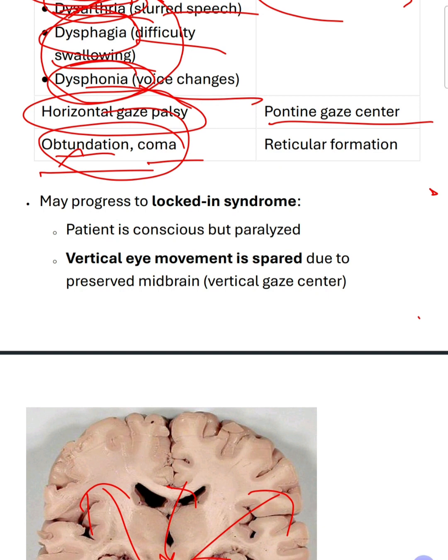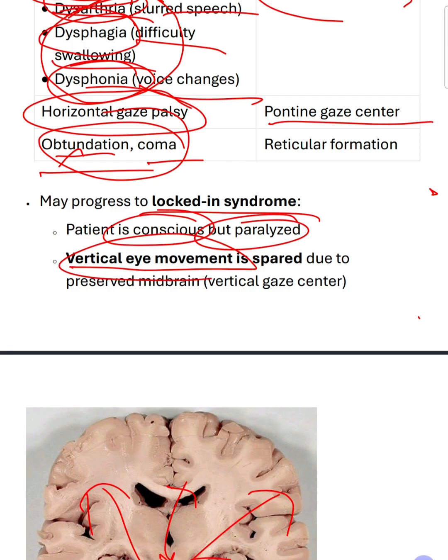Osmotic demyelination syndrome can progress to locked-in syndrome. In this situation, the patient will be fully paralyzed because, as I mentioned, of the involvement of the corticospinal tract and corticobulbar tract. But in this case, the patient will remain conscious. The patient's horizontal eye movement will be affected, but the vertical eye movement will be spared because the centers of vertical eye movement, that is vertical gaze centers, are in the midbrain.